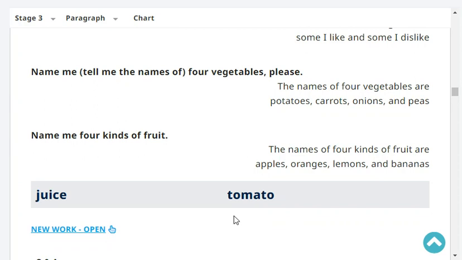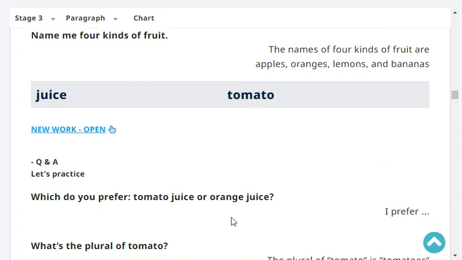Name me 4 vegetables, please. The names of 4 vegetables are potatoes, carrots, onions, and peas. Name me 4 kinds of fruit, please. The names of 4 kinds of fruit are apples, oranges, lemons, and bananas.